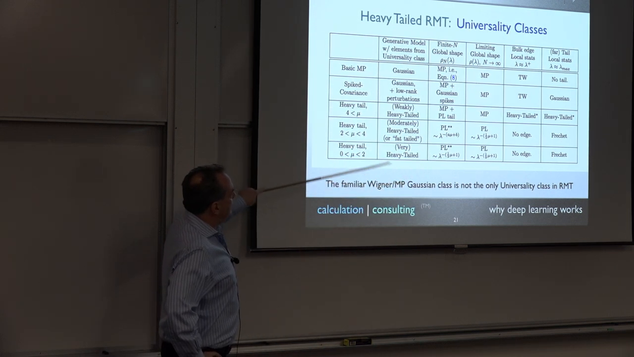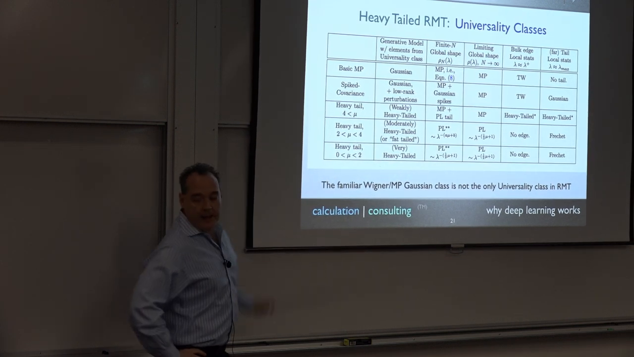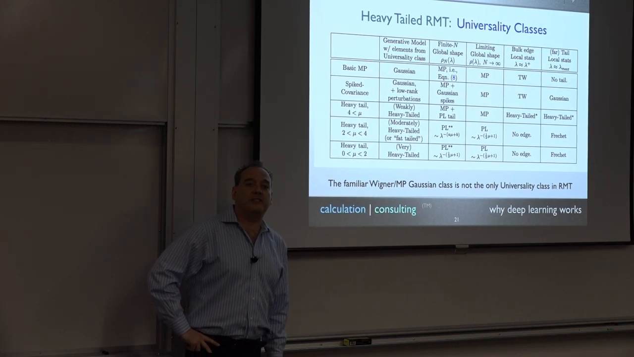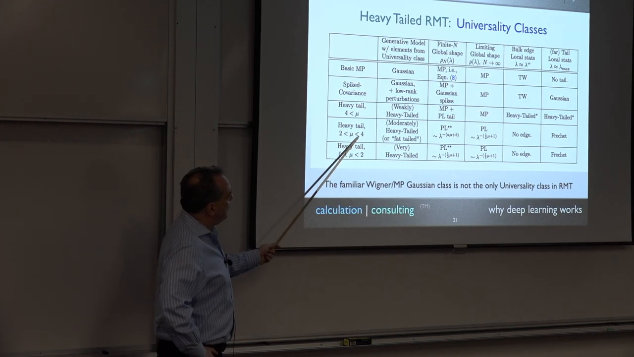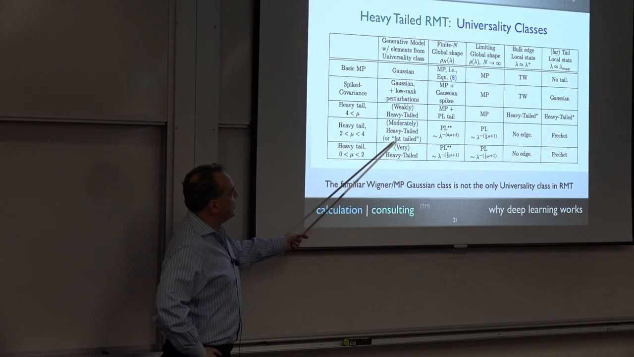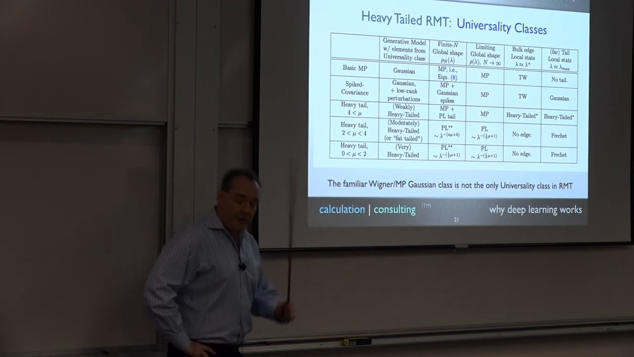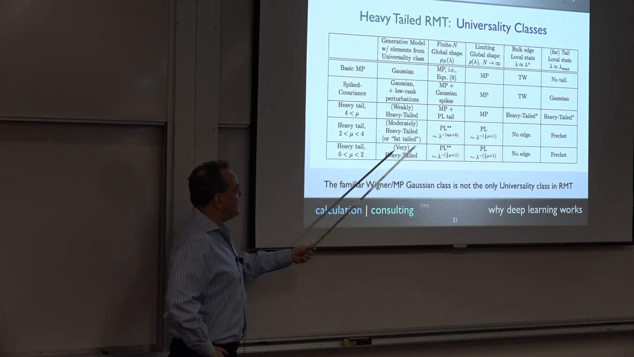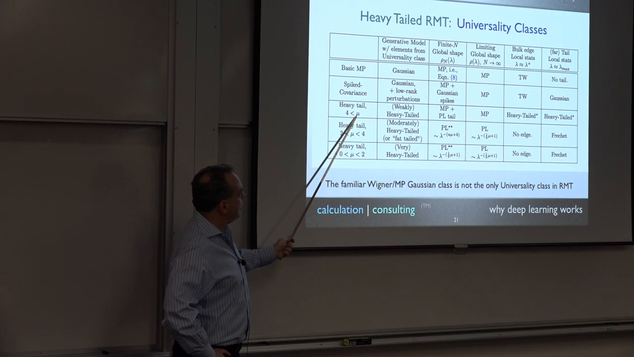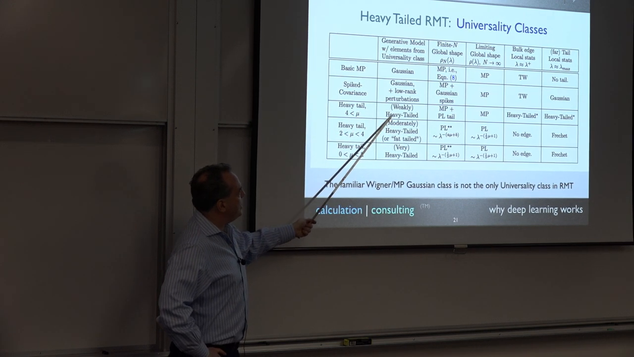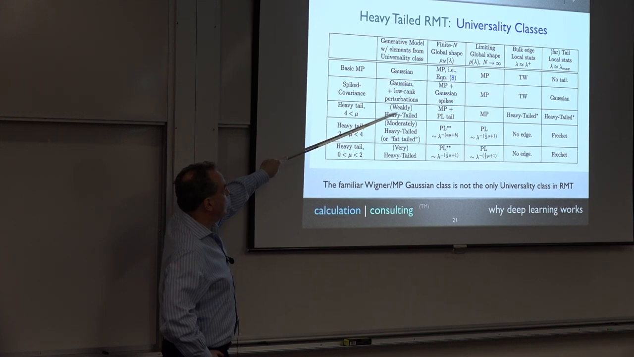We call the ones where mu is less than 2 very heavy-tailed. In the physics literature, sometimes these are called Levy matrices. When mu is between 2 and 4, we call them moderately heavy-tailed or fat-tailed. In the physics literature, some people call this fat-tailed. You have to be careful. But I'll refer to these as very heavy-tailed, and these as fat-tailed. And then when 4 is less than mu, you get this sort of weakly heavy-tailed behavior. And you almost can't distinguish between spiked covariance and weakly heavy-tailed.